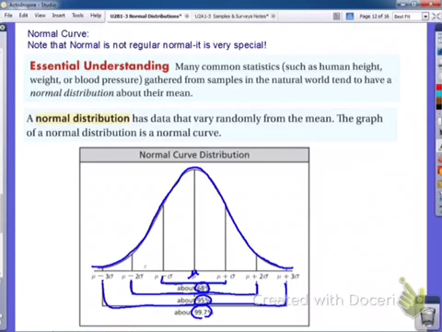So anyway, as it turns out, when it's a normally distributed set of data, 68% of the data values fall within 1 standard deviation of the mean. 95% falls within 2 standard deviations of the mean, and 99.7% falls within 3 standard deviations of the mean. Okay, so we've talked about the percentages.